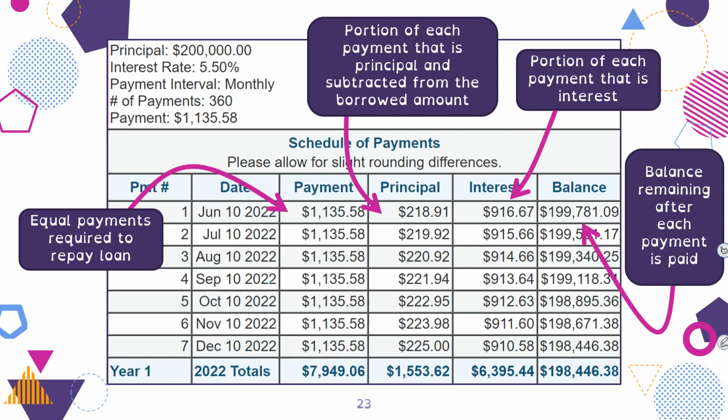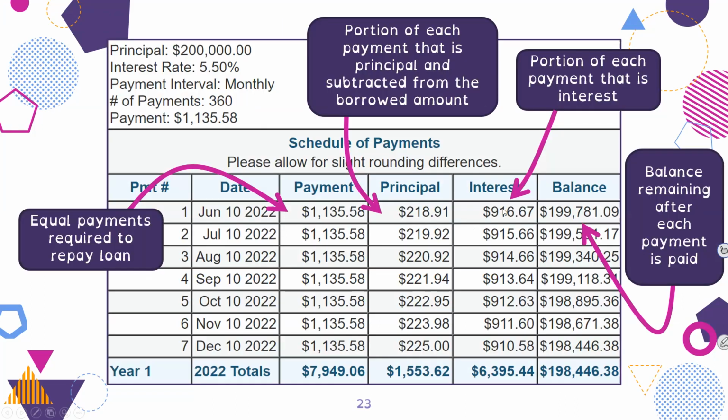So then the last column is the balance remaining after each of your payments. Now the original principal amount was $200,000. So now we take away that $218.91, and we're left with a balance now of $199,781.09, even though you paid $1,135.58, because a whole bunch of that is interest. So this just really gives you a lot of information about where your money is going.